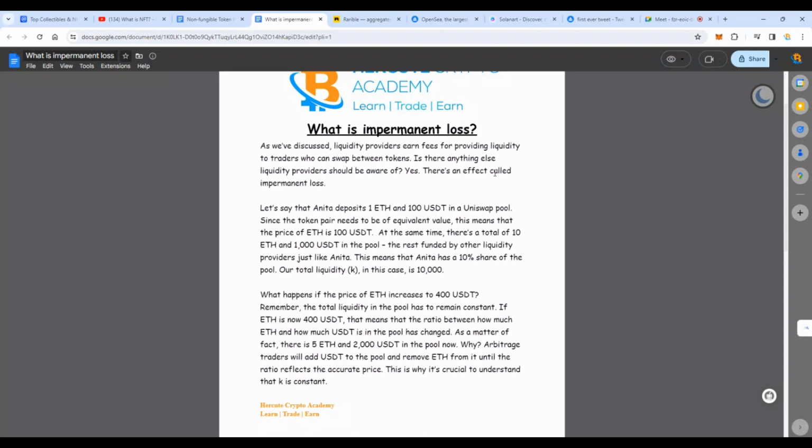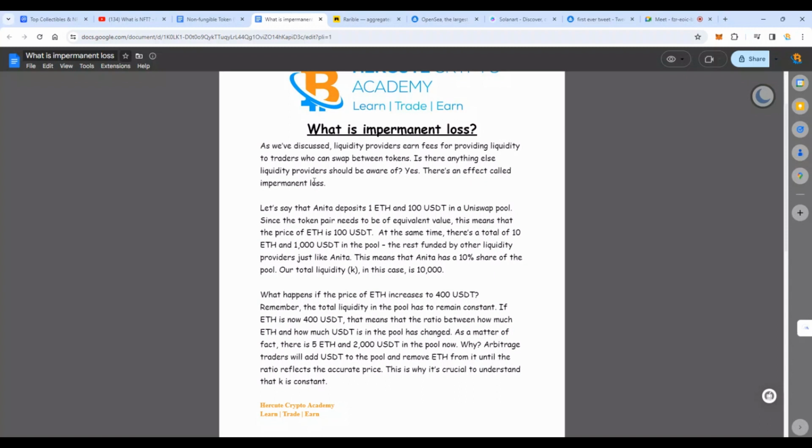So we are going to take an example of someone called Anita, who is one of our students in this class. And let's say there is a liquidity pool here that has Ethereum and USDT. So for example, it means for you to buy Ethereum, you have to come in with USDT. You put the USDT in the liquidity pool, you take out the Ethereum.